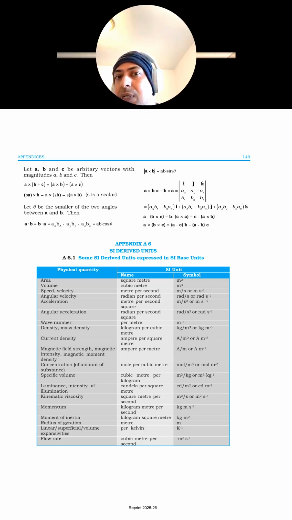Volume, the derived unit, is described in terms of meter cube. So the base unit is meter, and derived units are meter cube, meter square, meter per second, radian per second. So all these kinds of things. You got the example? Okay, Monk. I saw them.